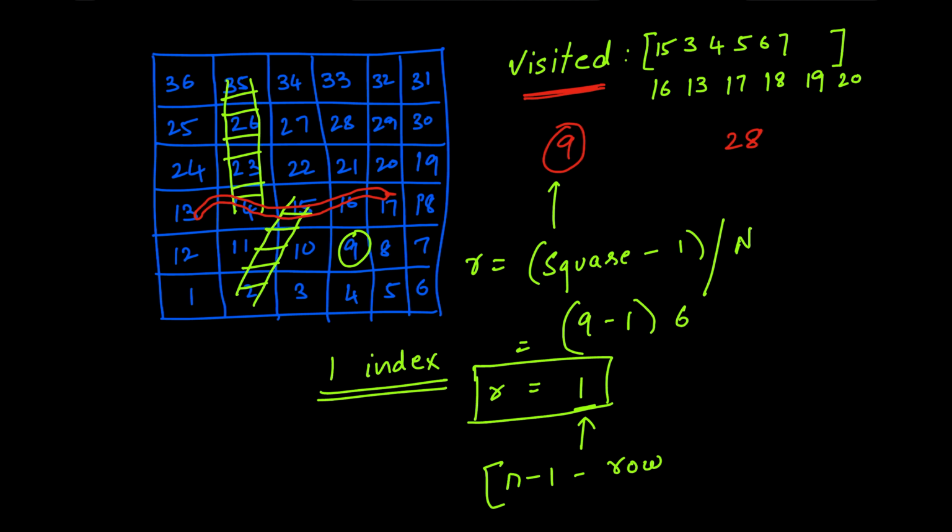Because this is an inverted board where we are starting from the last row and moving upwards, we should subtract the row from n minus 1 to get the real output.